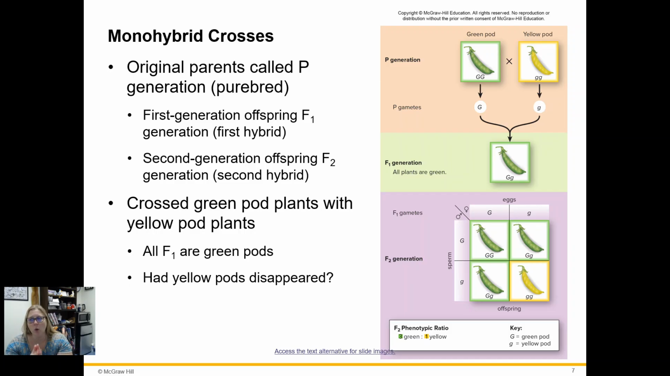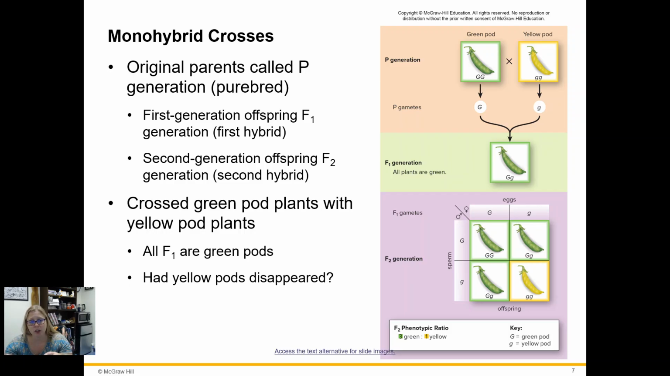And what that told him is that green did not destroy yellow, but instead it masked it, which is where we get that idea of dominant and recessive alleles. So now we would say that a green pod is homozygous dominant if it's from the pure breeding lineage, and a yellow pod is homozygous recessive if it's from the pure breeding lineage.